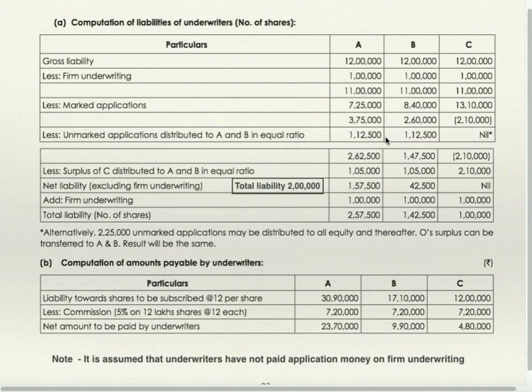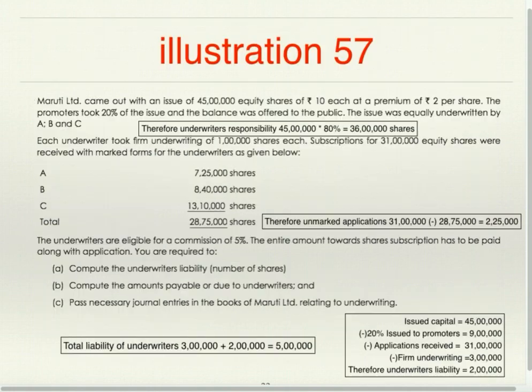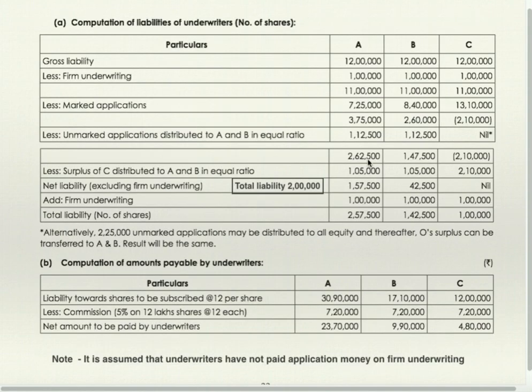So the total liability of A is 257,500, B is 142,500 and C is 1 lakh. If you add this, the net liability excluding firm underwriting is 2 lakhs. That is what we have seen here. Underwriters' liability is 2 lakhs. A will take 1,57,500, B will take 42,500, total is 2 lakhs. Firm underwriting is 1 lakh each. So this is the total liability.